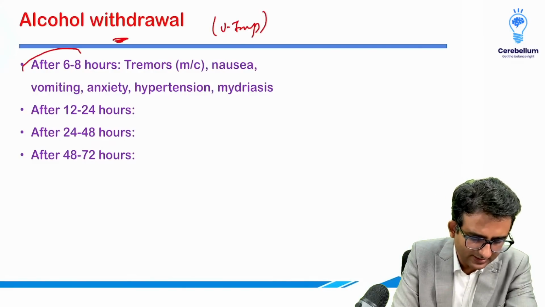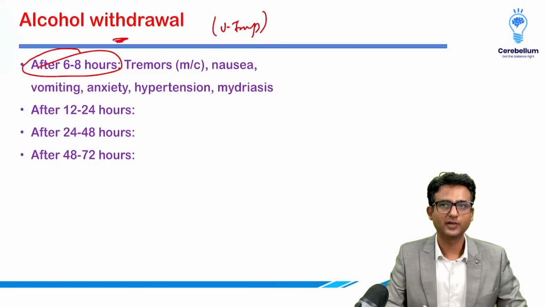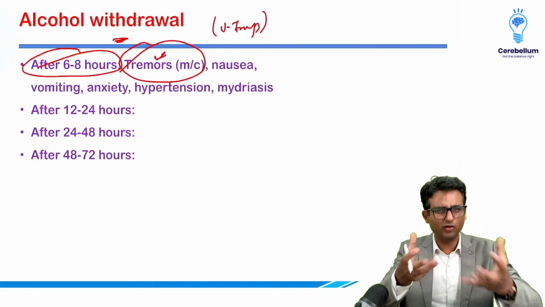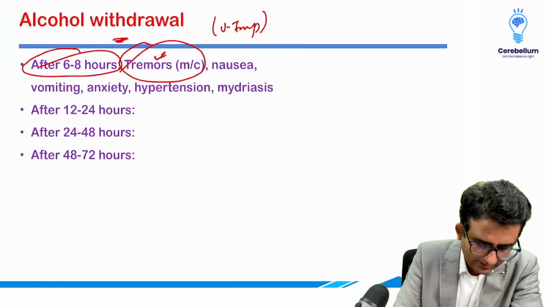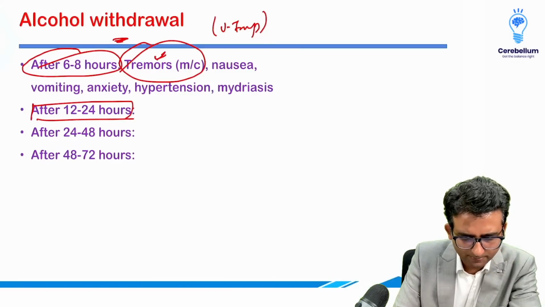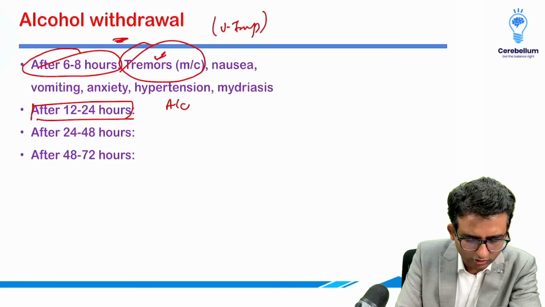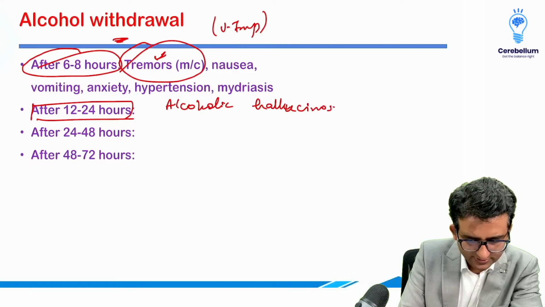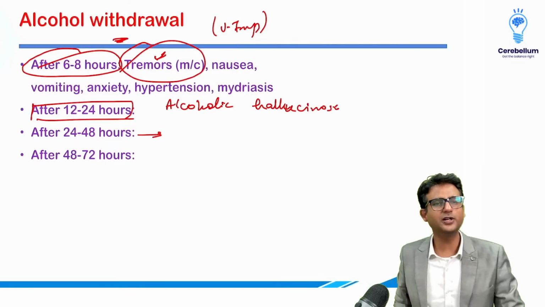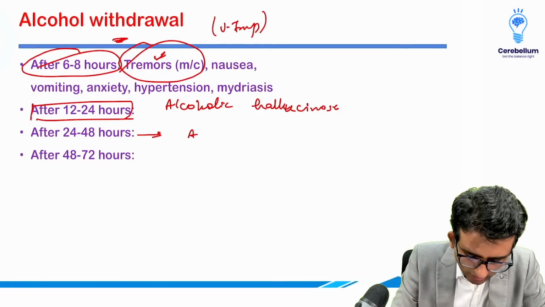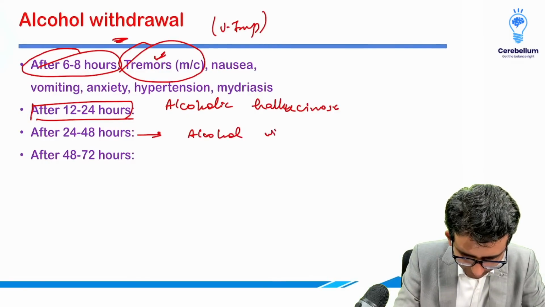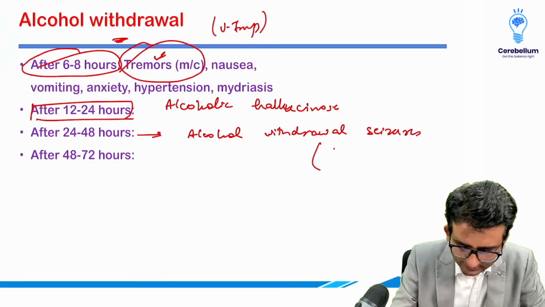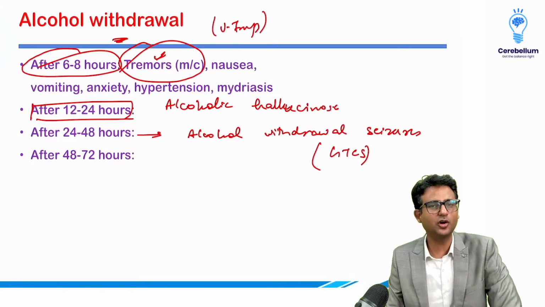Alcohol withdrawal symptoms start after 6 to 8 hours of the last drink. Most common is tremors. Most common alcohol withdrawal symptom is tremor, but you may also have nausea, vomiting, hypertension. After 12 to 24 hours, you may have perceptual disturbances like alcoholic hallucinosis. Never asked in the exams. What is asked is, after 24 to 48 hours, you may have alcohol withdrawal seizures. Very important. And they are GTCS, generalized tonic-clonic seizures.